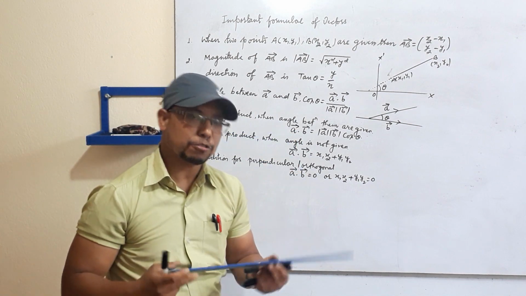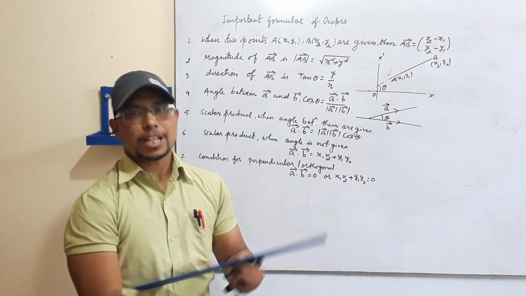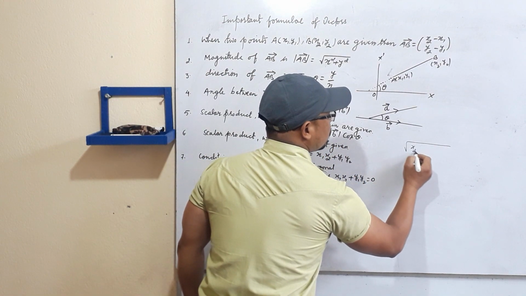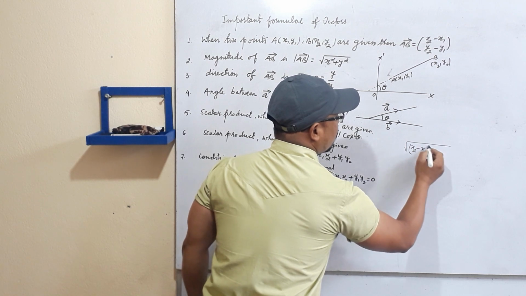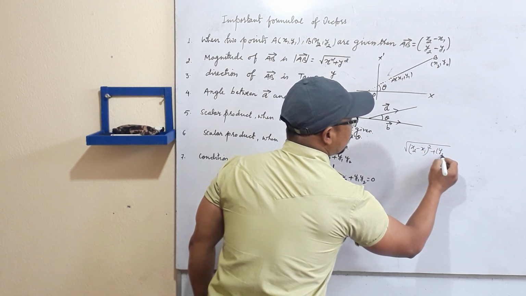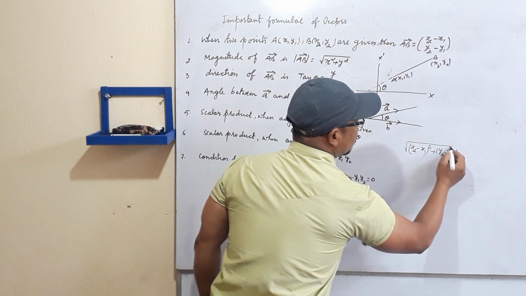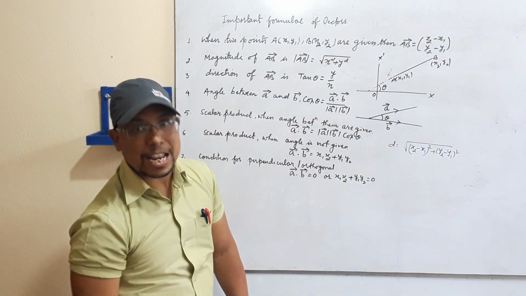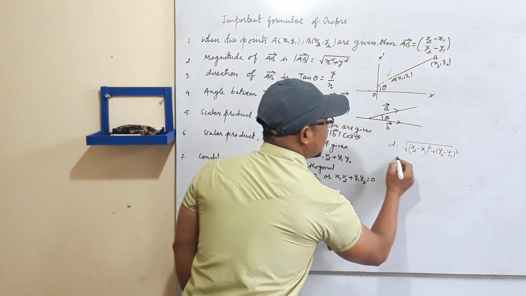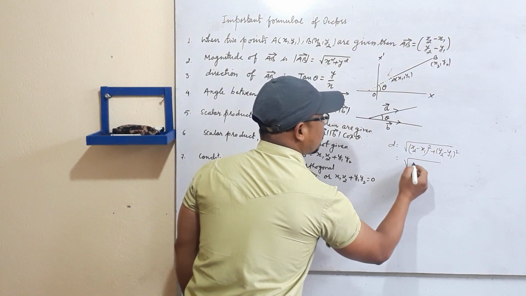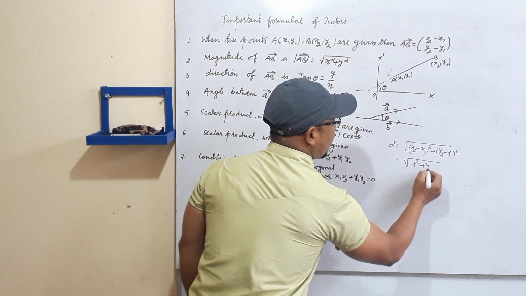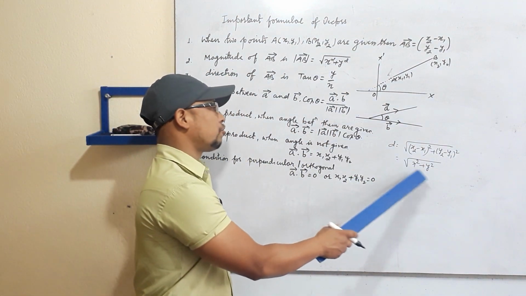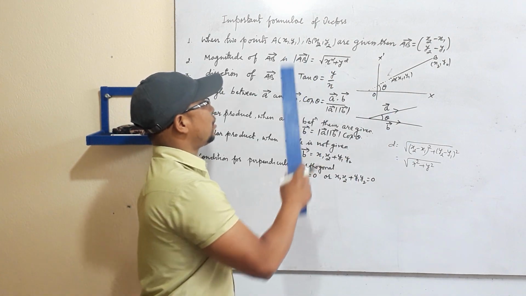So simply using the distance formula, we know the distance formula is the whole root under (x2 minus x1) whole square plus (y2 minus y1) whole square. This is the formula for finding the distance between 2 points. If you replace x2 minus x1 by x and y2 minus y1 by y, the distance formula, or the magnitude formula, reduces to root under x square plus y square. So this is the magnitude formula.